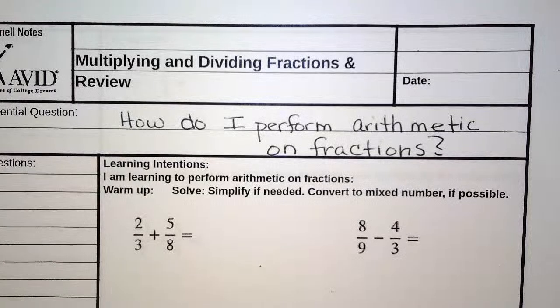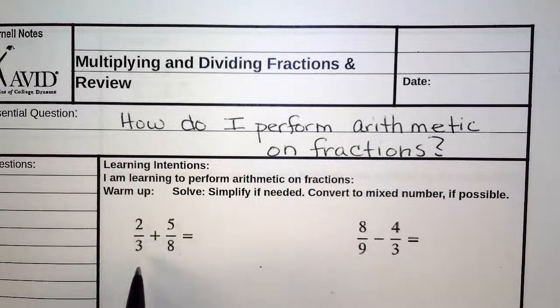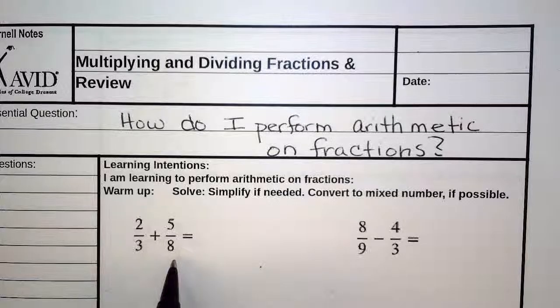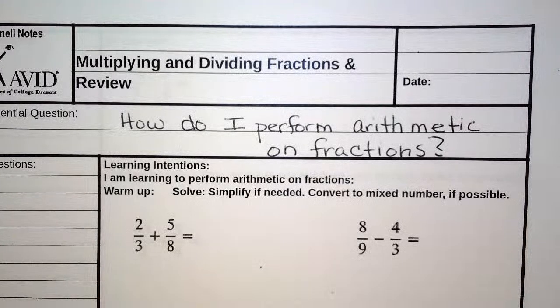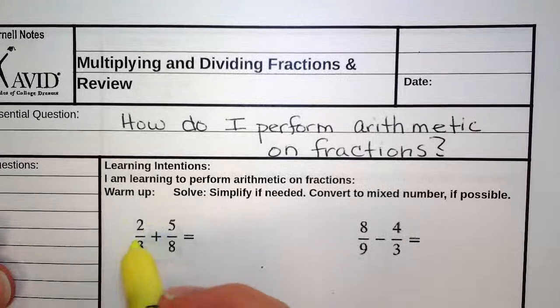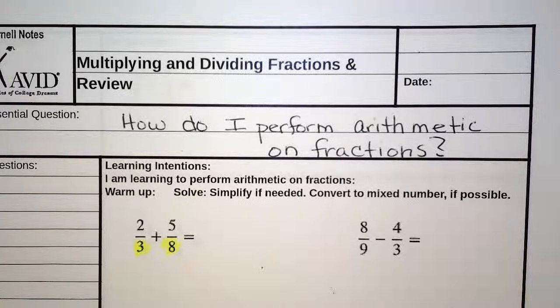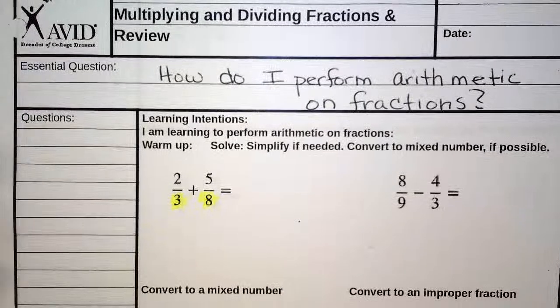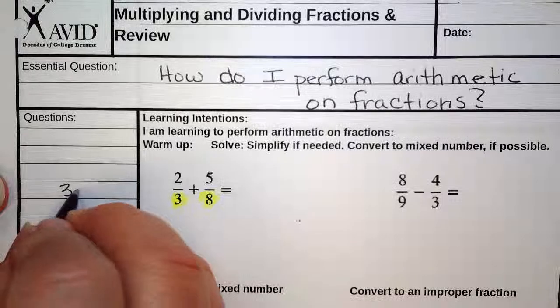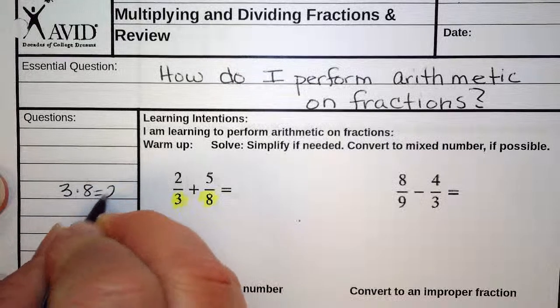Well, I do hope you tried. If you're looking at the first ones, you've got a 3 and an 8. Those are not the common denominator you have to be able to add. So your question becomes, what is the least common multiple of 3 and 8? Well, because 3 is prime, it will be 3 times 8, which is 24.